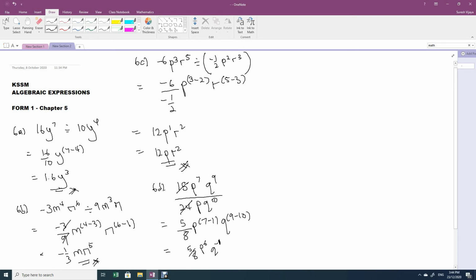Normally we don't write q to the power of negative 1. This is the answer, but we can write it in a better form. We put q at the bottom and p remains at the upper side, because q to the power of minus 1 is equal to 1 over q. So that's the answer. Let's move to question 6e.